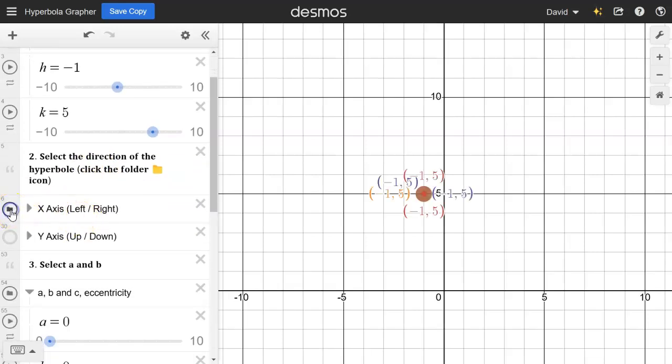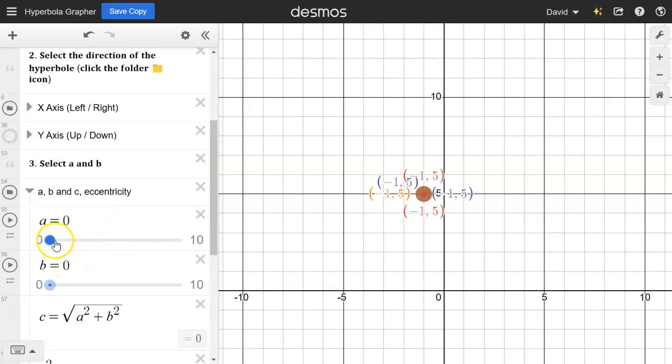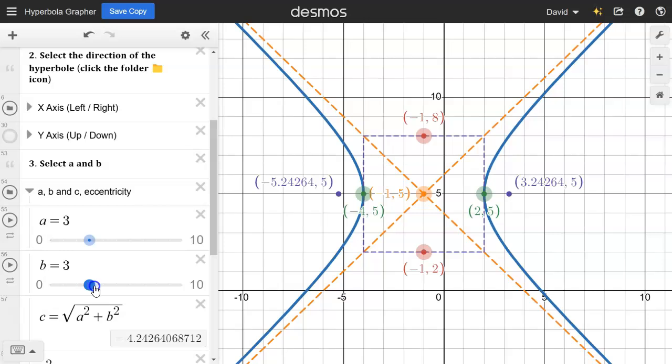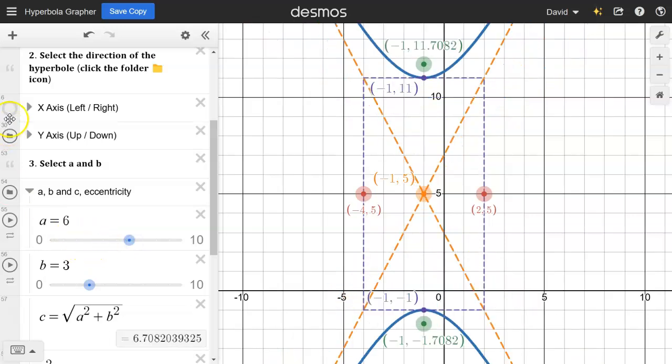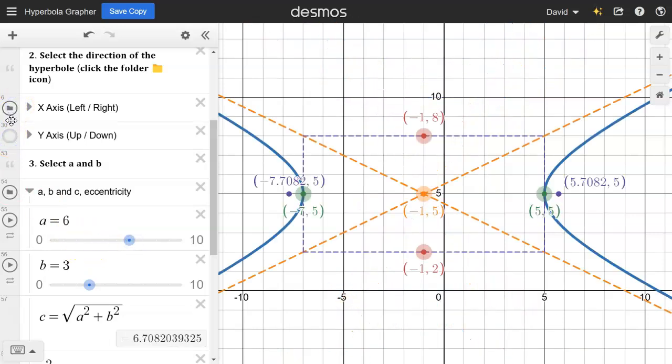They can open left, right, or up and down. You have your a's and you have your b's, and you get this sort of shape. You have your foci that are on the outside, not on the inside anymore. But they can open left and right, they can open up and down, something like this. Go either direction.